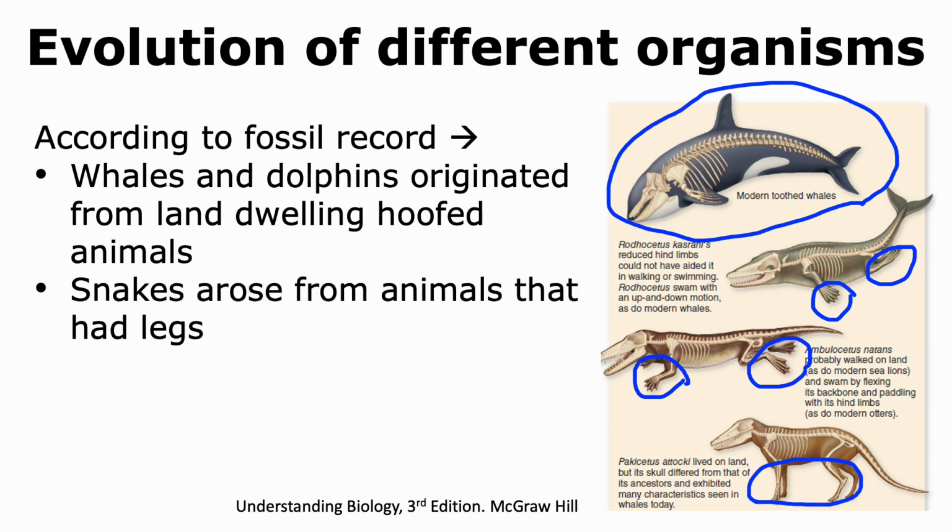Similarly, fossils have shown us that snakes have also arisen from animals that had limbs before. And thus, the fossil record is able to provide us with evolutionary transitions that have occurred among different animals in the past that have given rise to animals that are present today. This is true not only for animals, but for all other living organisms as well.